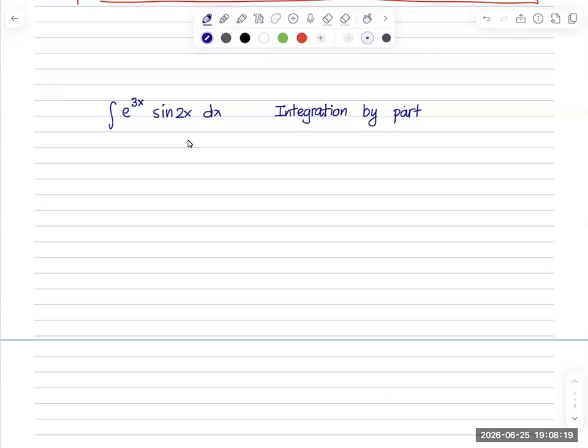So yes, follow the lead, right? I'm gonna let my u be the trigonometry and then my dv be the exponent. So I'm gonna let u be the trigonometry, sine 2x, and then the dv part is the part where we're gonna take the integral. So, oh no, I'm sorry, e^3x dx. Okay, so this is my dv and this is my u.